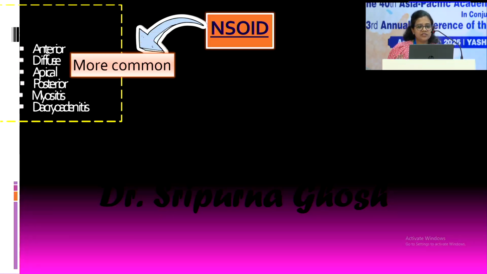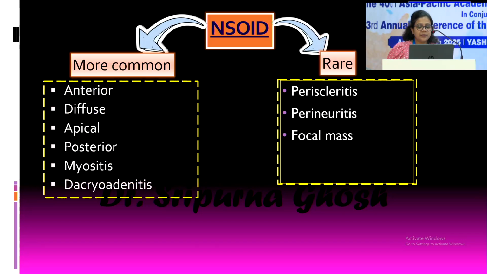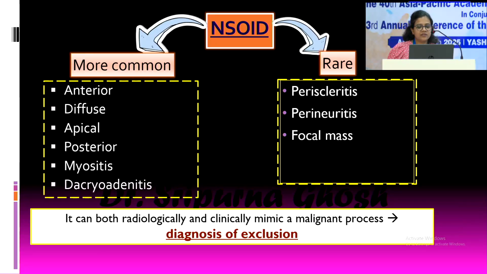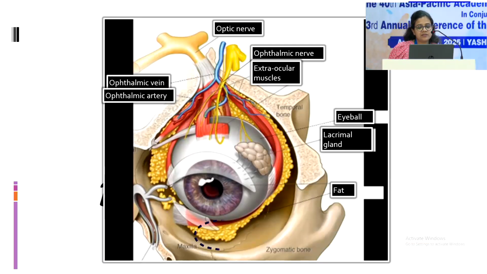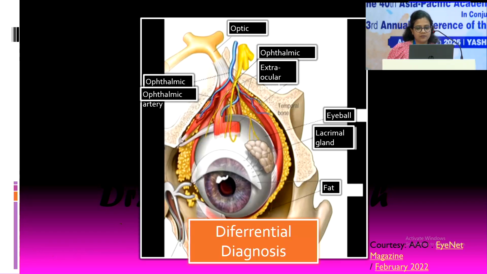The few common features are based on the location: anterior, diffuse, apical, myositis or dacryoadenitis. The uncommon ones are periscleritis, perineuritis, or focal mass. It is always a diagnosis of exclusion. As per the location, most common is the orbital fat, then the lacrimal gland, the insertion of the muscles, the optic nerve, and finally the sclera. A study conducted by Swami et al. showed that the lacrimal gland and the orbital fat are the most common parts to be involved.